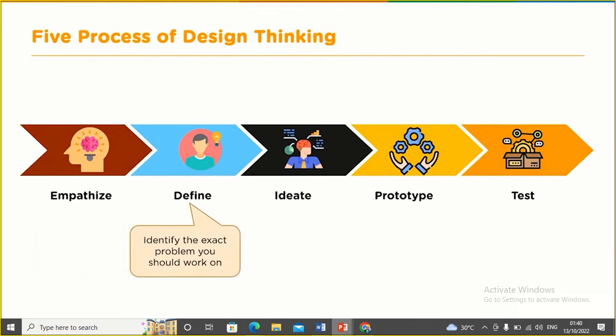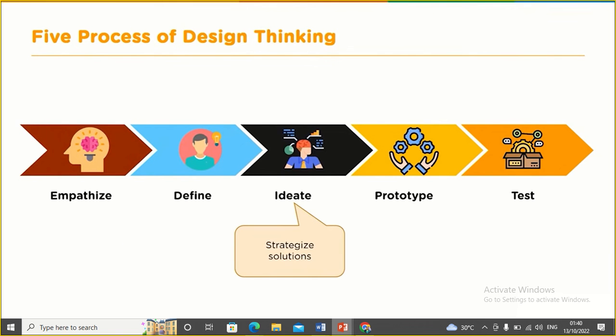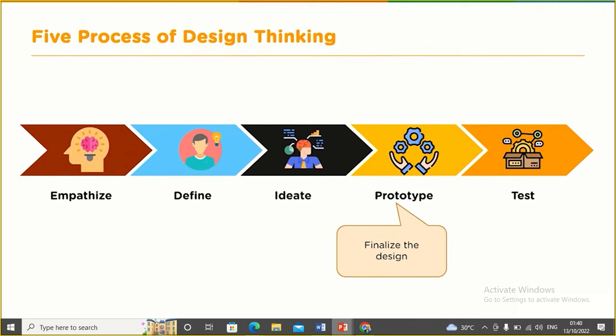Okay, then after identifying the exact problems they have to solve, the next step is ideate. That is, the team has to propose solutions, alternative solutions. Then from multiple alternative solutions, one better, efficient solution has to be chosen by the team. Then as the next step, a prototype, in which the chosen efficient solution must be designed.